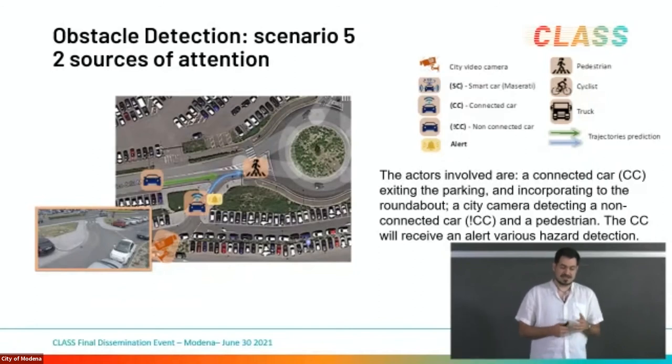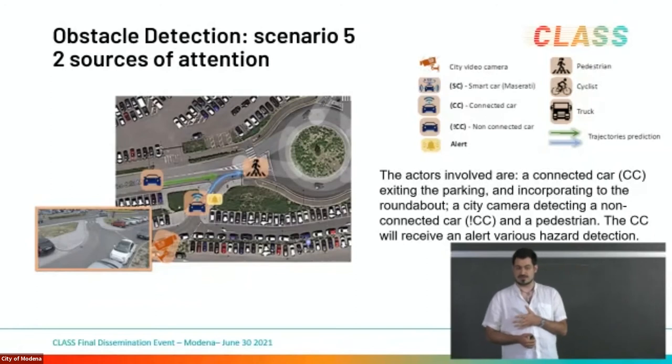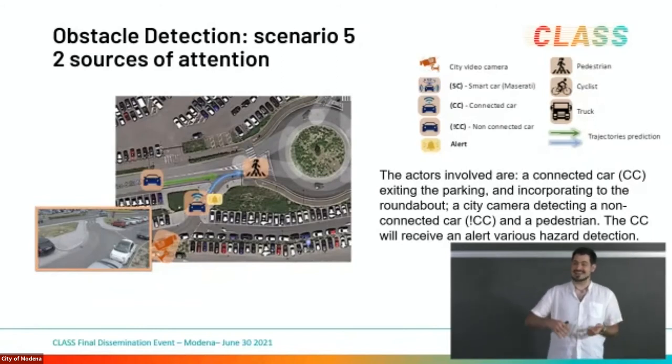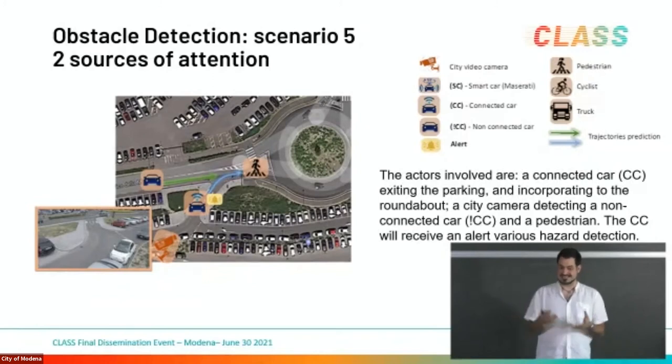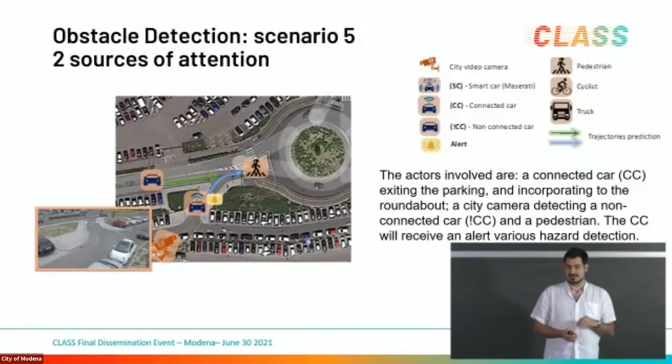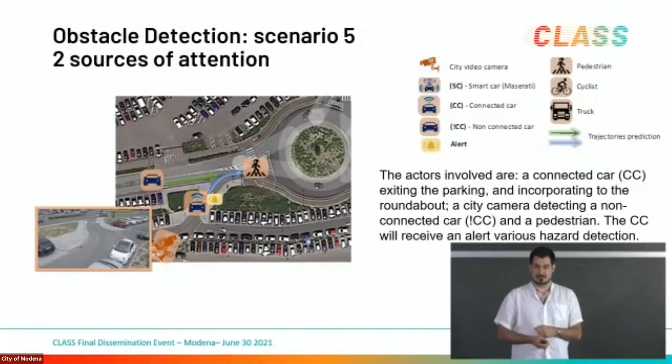So here, an alert can be raised from the city infrastructure to both the connected vehicles, because the Quattroporte maybe couldn't be able to detect the car that is exiting from the parking lot. But since there is the camera that is seeing exactly the exit of the parking lot, that is detected and sent as an object, let's say, to the smart car. And on the other hand, for the Levante car, we have the warning for the approaching Quattroporte and for the crossing pedestrian.